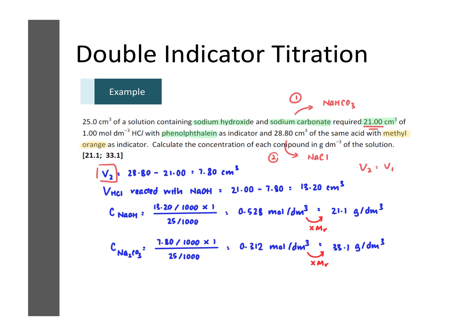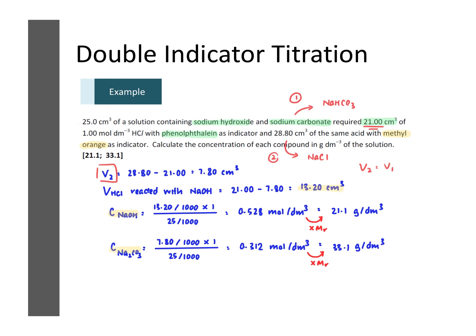And once we find the value of V2, remember V2 is equal to V1, and 21 centimeter cube represents the V1 plus the volume of acid that had reacted with sodium hydroxide. So once again, 21 minus V2 or V1 would give you the volume of acid that had reacted with sodium hydroxide. And once again, after finding the volumes, it's very simple for you to find the concentration of sodium hydroxide and sodium carbonate.